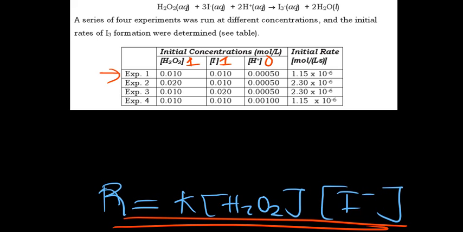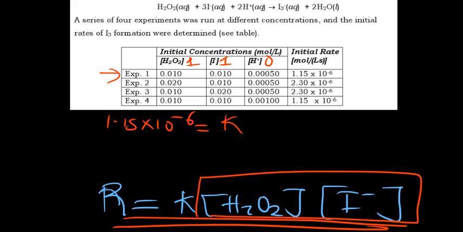The rate there was 1.15. K is what we're trying to find, so we don't know the value of k. So divide by these other two on the other side. So for the H2O2 we add 0.010 to the power 1 in this case, and then for the iodide it was 0.010 as well, to the power 1. That's going to give you the value of k.